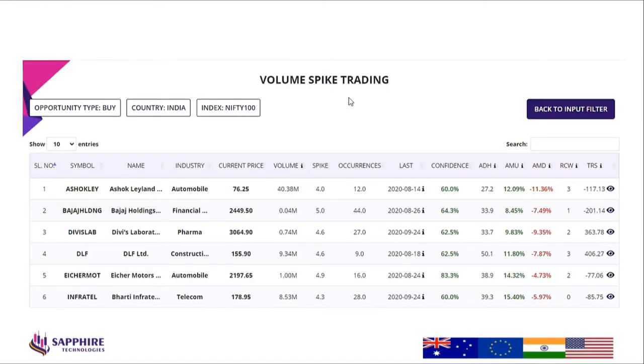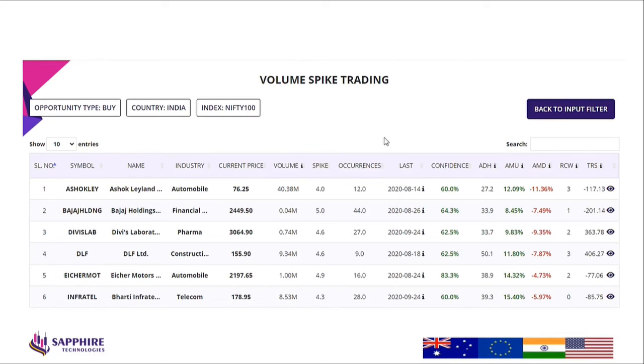Now, in this report, you can see that this is an example of India, and I'll come to you in a minute as to which countries this application is available for. But in this example, we just picked Nifty 100, which is one of the indexes traded in India, and it listed the symbol, name, industry, the current price, the volume, and the spike. What was the spike that happened? For example, Ashok Leyland, automobile industry.